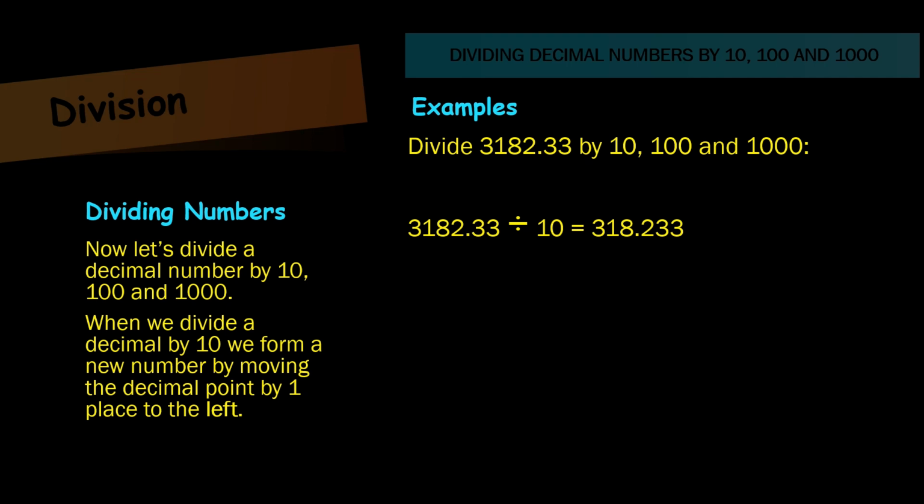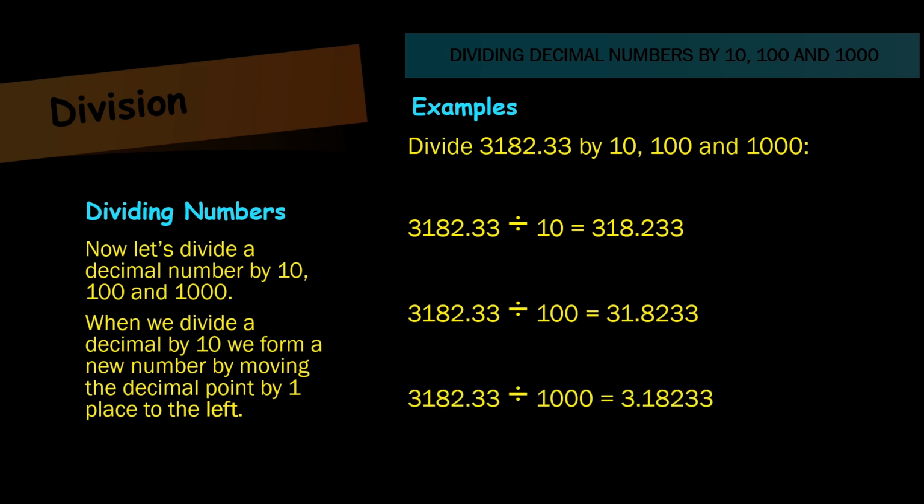So, dividing 3,182.33 by 10 gives us 318.233. We've shifted the decimal place one place to the left. When we divide by 100, we shift the decimal point 2 places to the left. And when we divide by 1000, we shift the decimal point 3 places to the left.